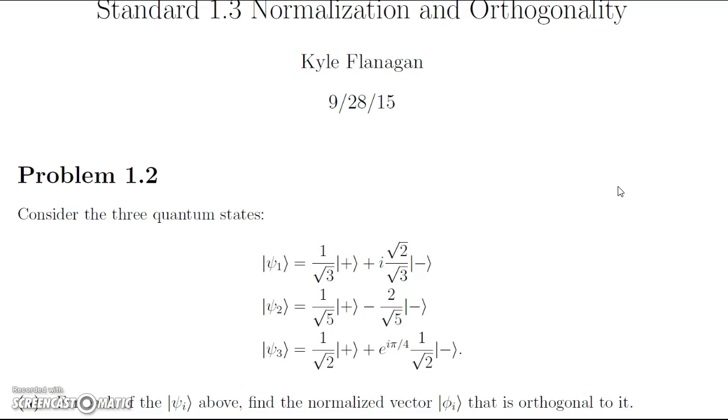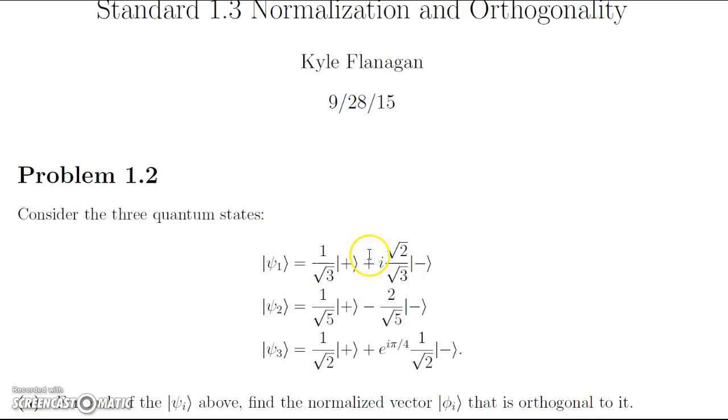It states that for each of the psi i's above, find the normalized vector phi i that is orthogonal to it. And we actually know the answer to this already if we do some clever thinking. Since we only have two basis vectors, this is a two-dimensional system, so we're just going to want to flip the coefficients on the two basis vectors up to some sign change. One of these may have a sign flip, especially with complex values.